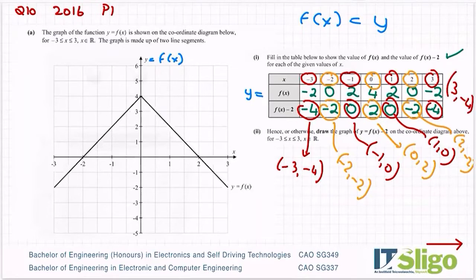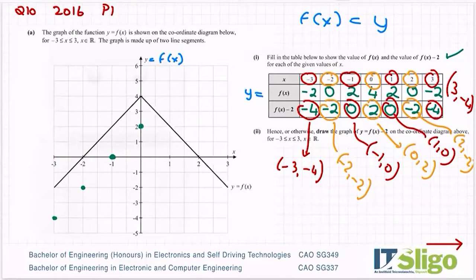Okay, so the first one is minus 3, minus 4. So across to minus 3 down to minus 4. The next one is minus 2, minus 2, so across to minus 2 down to minus 2 here. The next one, minus 1, 0. 0, 2.